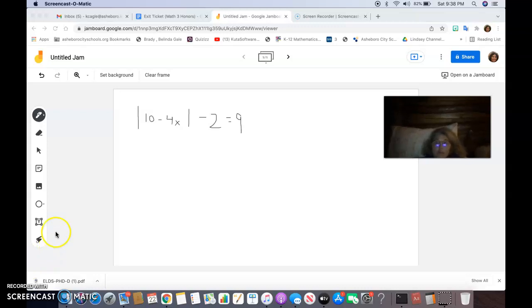Okay, Jennifer, so the first thing you need to do is isolate the absolute value. Just like you would isolate a variable, you need to get this section of the problem by itself. So to do that, we're going to add 2 on both sides.